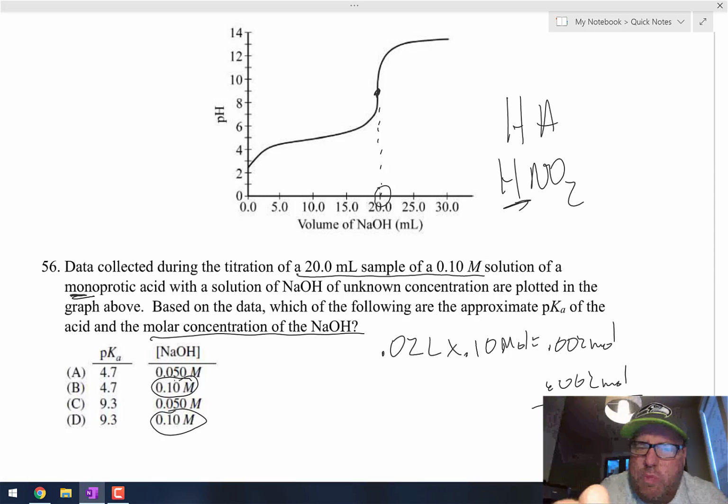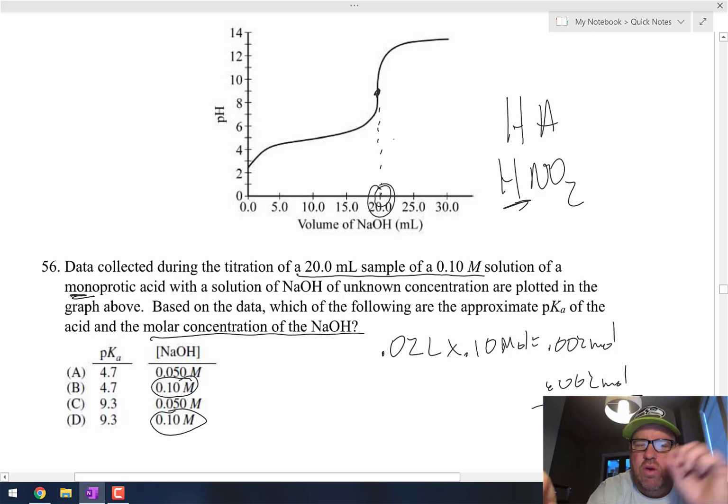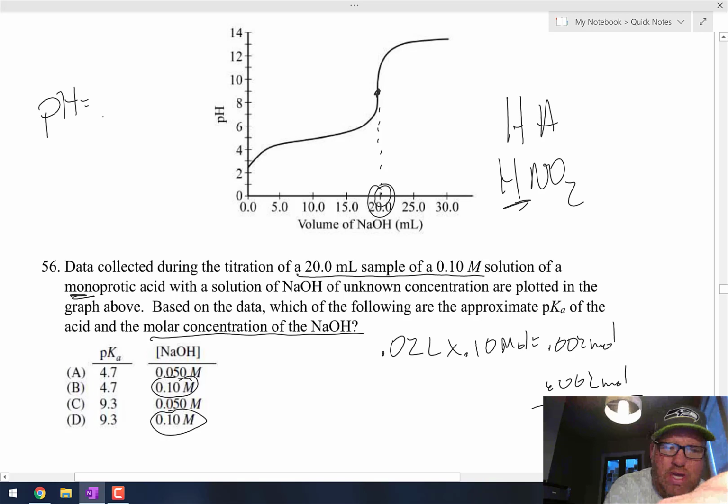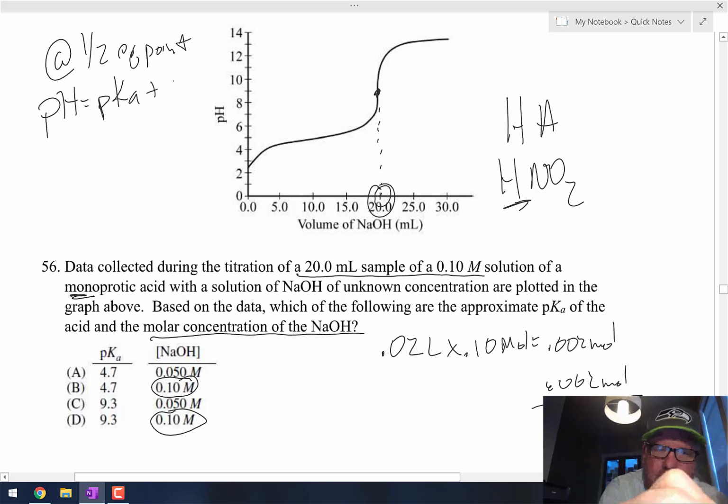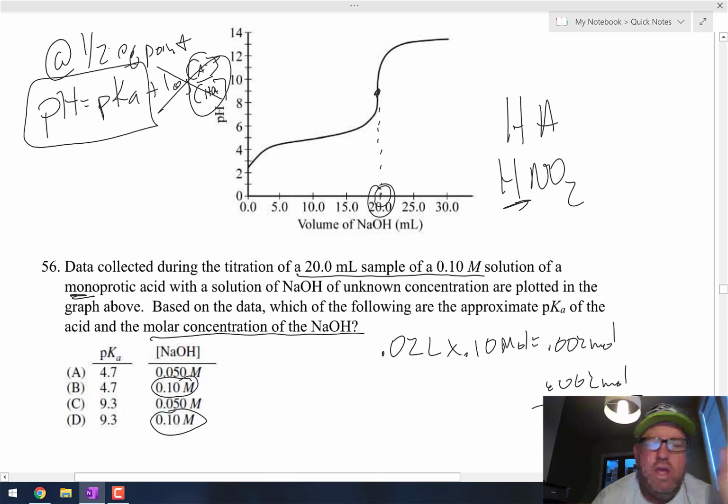Okay, more importantly, though, what's the pKa of the acid? So these are super easy. If you know the equivalence point is at 20, you know that at the half equivalence point, the pH equals the pKa. Remember, in the log of A minus over HA, these are equal to each other, so that cancels out. So pH equals pKa at the half equivalence point.